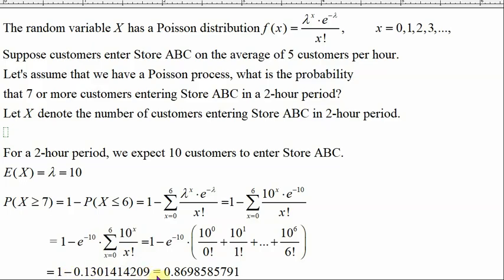And then 1 minus 0.13014 is going to be 0.8698. And therefore the probability that 7 or more customers enter store ABC in a 2-hour period is going to be 0.8698.